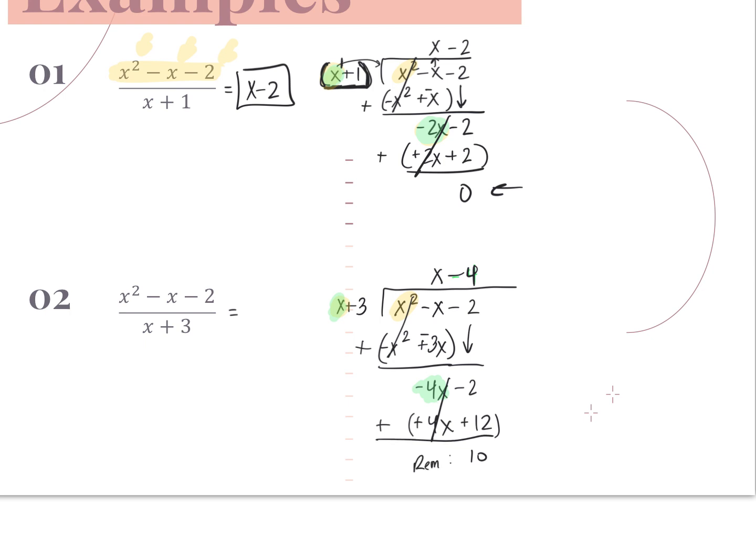10 is my remainder. Well, how we write remainders in this long division is we do plus the remainder over the divisor, like that. So it's remainder over the divisor. Okay, that's how we're going to write it. And so the quotient then of this problem is x minus 4 plus 10 over x plus 3.